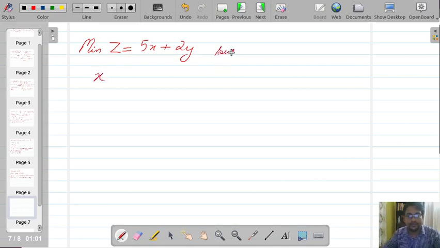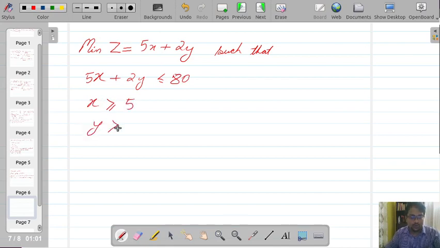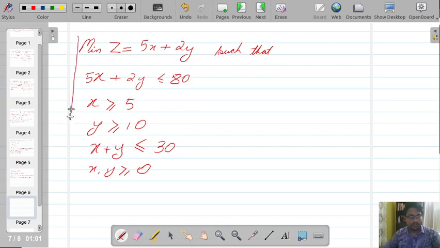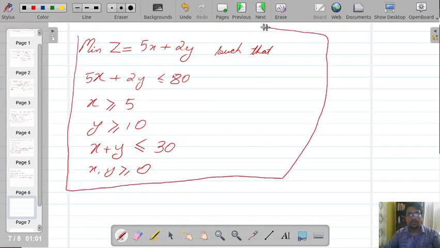Such that, say the first restriction that we had given is 5x plus 2y is less than or equal to 80, so that you should not spend more than 80. But you should buy at least 5 pens and at least 10 pencils, and the total number of pencils and pens that you buy should not exceed 30. These are the constraints, and x and y cannot be negative, so x and y are greater than or equal to 0, right? This is the mathematical formulation of the problem that we have considered.